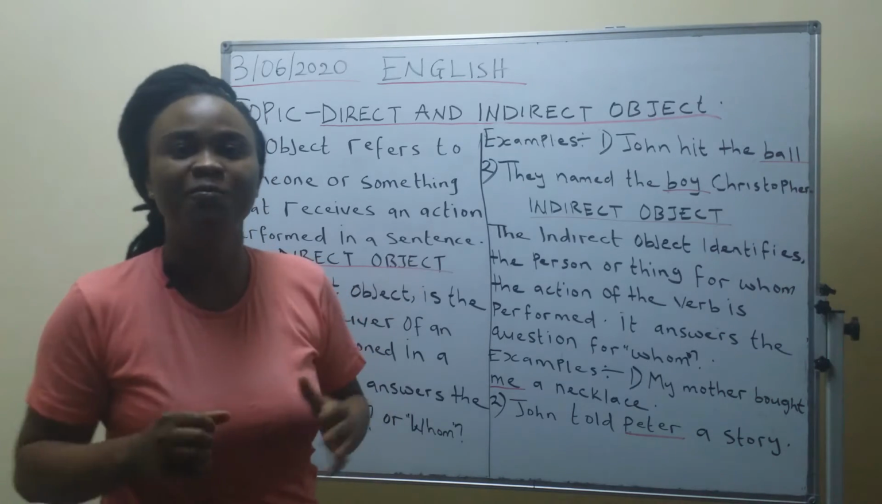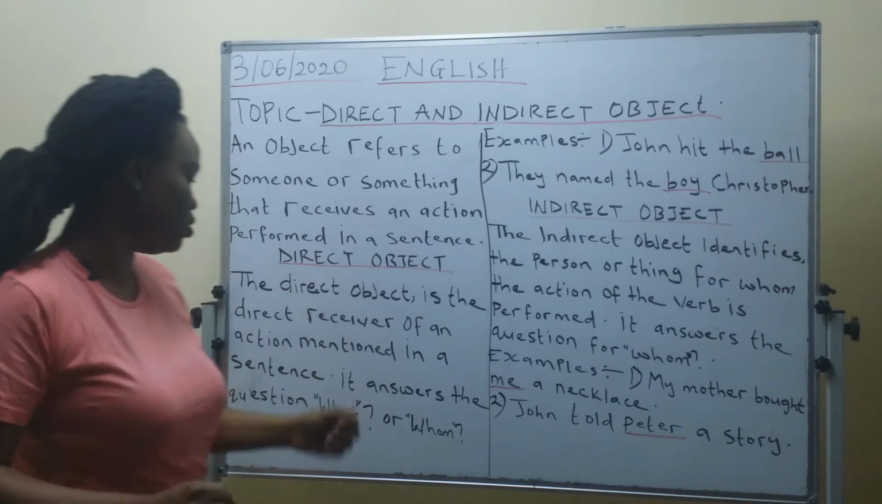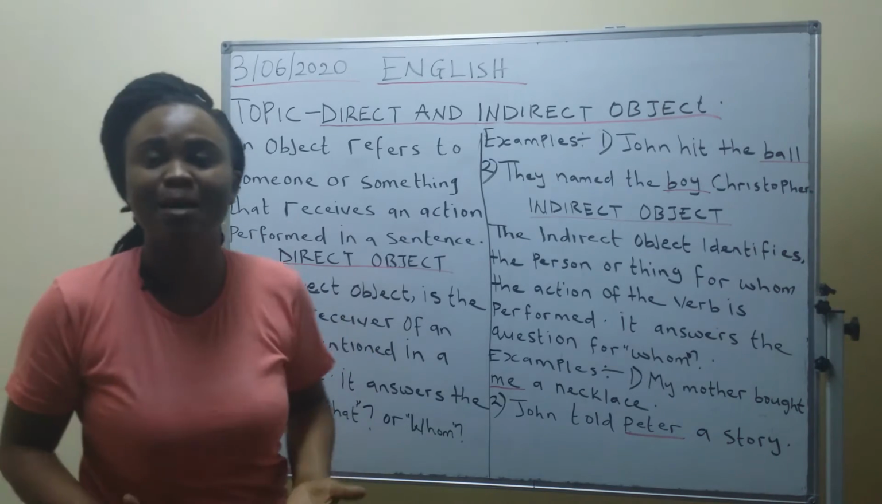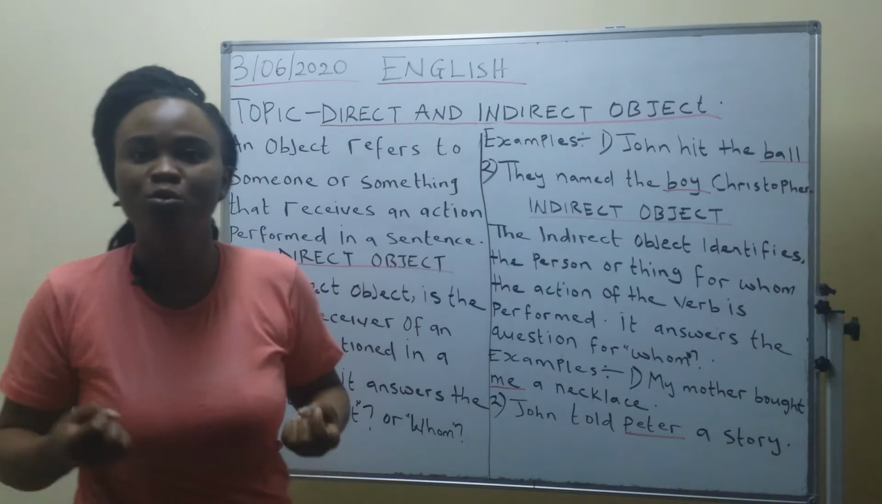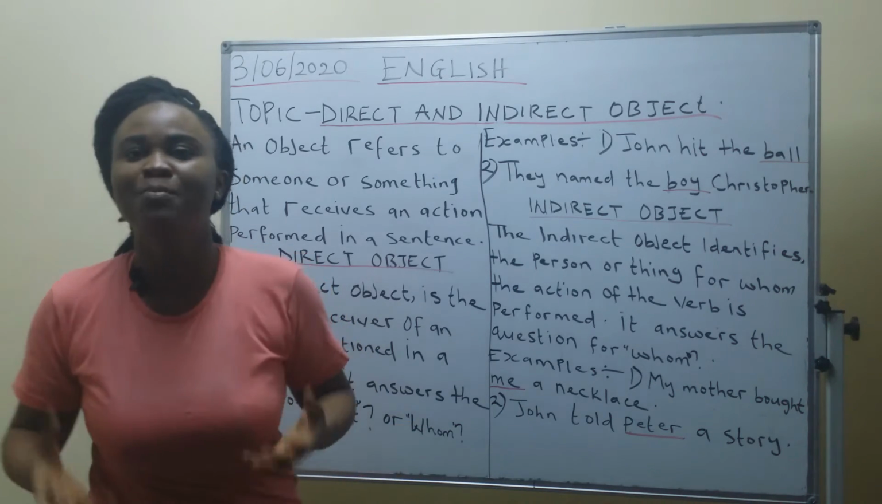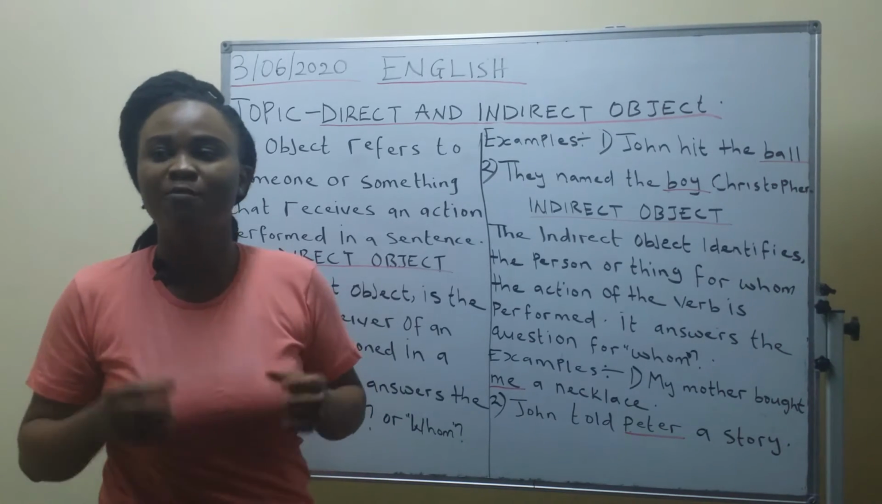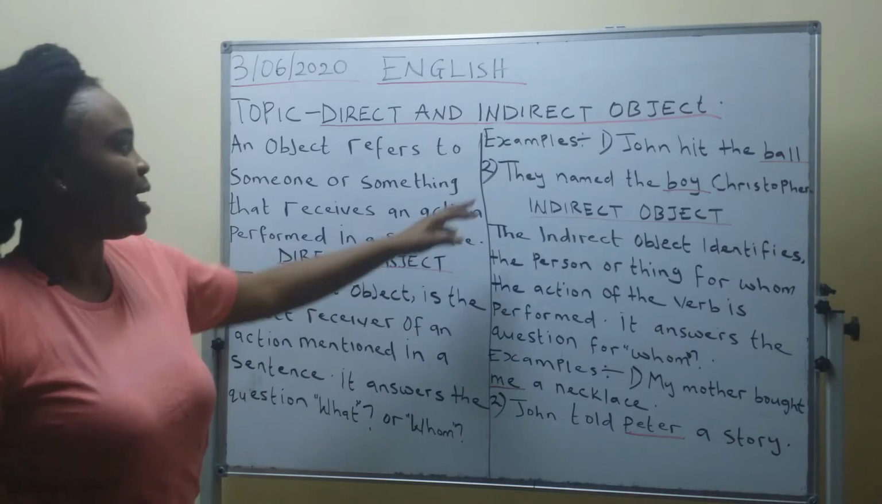Also, it answers the question what or whom. So for you not to be confused, just know that a direct object in a sentence answers the question what or whom. For example, what happened to this? Who did this thing happen to? Whose name is this? Who is that? So it answers the question of what and whom.